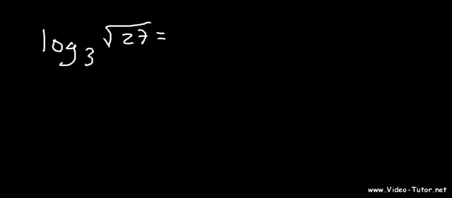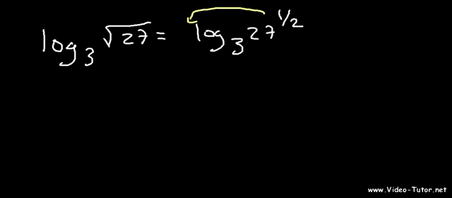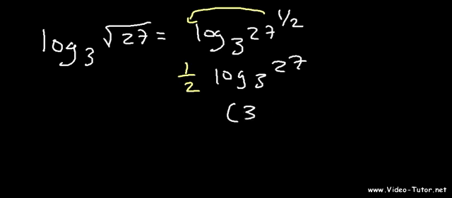Let's try another one. Log base 3 of the square root of 27. So that's log base 3 of 27 raised to the 1/2. And we're going to move that 1/2 to the front. So 1/2 log base 3 of 27. 3 to the what power is 27? 3 to the 3rd. You need 3 3's to multiply to get to 27. So this is 3 over 2. That's the answer.